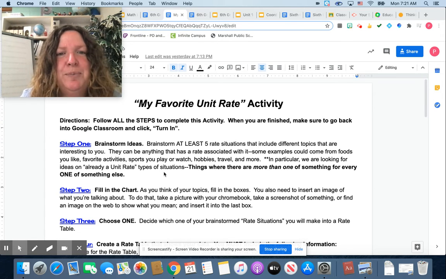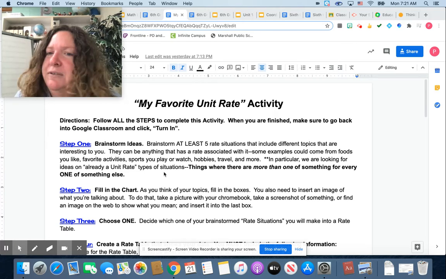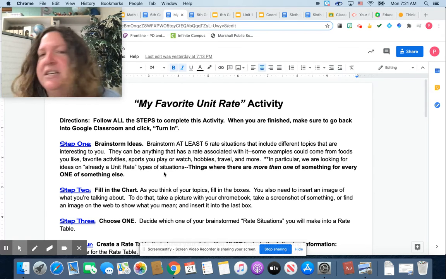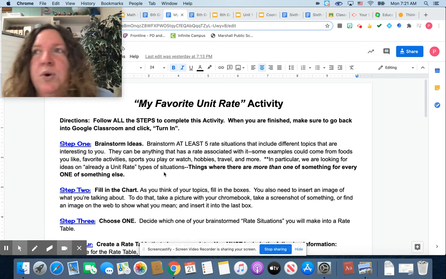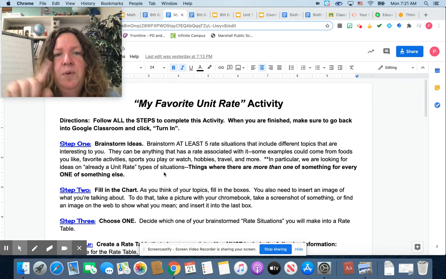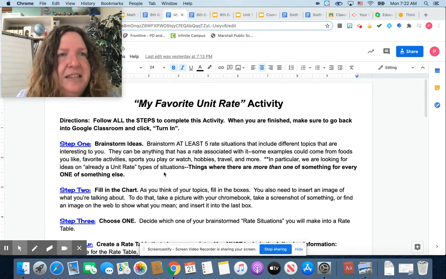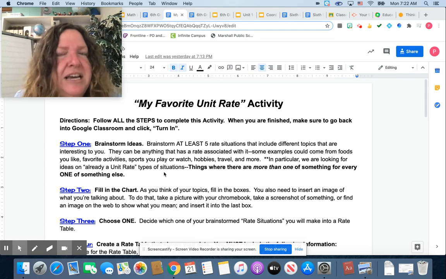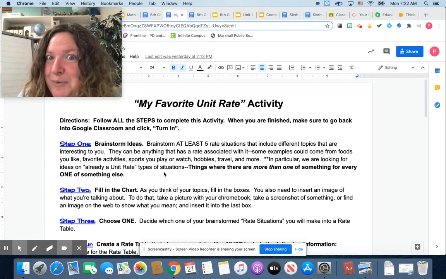The first thing is you're going to brainstorm at least 5 ideas of rate situations that include different topics and choose ones that are interesting to you. They can be hobbies, food, sports, things you buy at a store like Walmart or a grocery store. In particular, we are looking for ideas that are already a unit rate. But if you have something like that weird one from last week, 5 bags of oranges for $30, you can absolutely use that if you want a challenge.